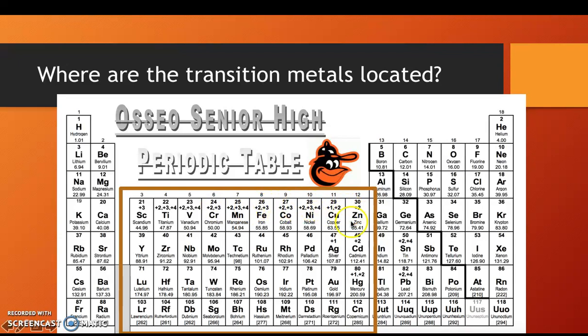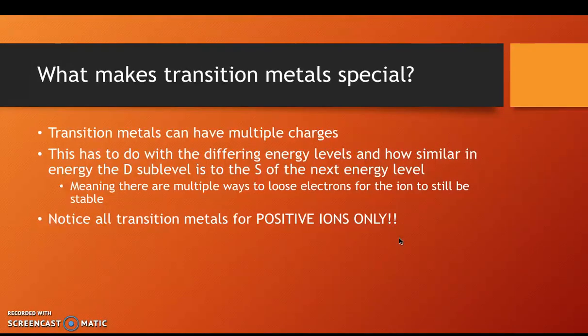Okay, so we're going to look at what makes these transition metals special and why they kind of throw a wrench in some of the things that we need to do. So transition metals can have multiple charges. That's what those numbers are. This has to do with the differing energy levels and how similar in energy that D sublevel is to the S sublevel of the next energy level. This means that there are multiple ways for those atoms to lose their electrons but still be stable.